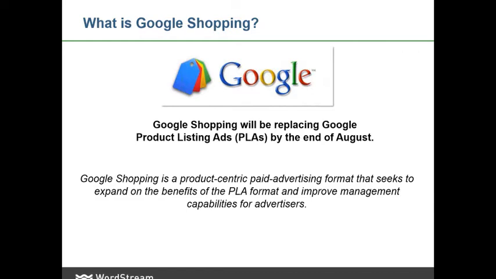Google Shopping in general is a product-centric paid advertising format that seeks to expand on the benefits of the PLA format and to try and improve the management capabilities that are available to advertisers.